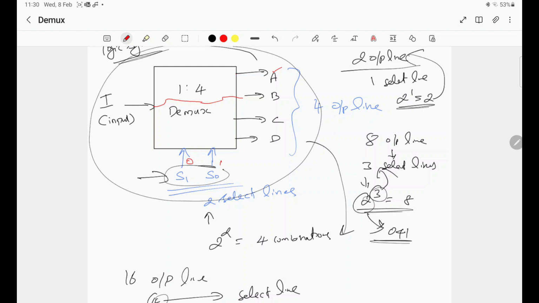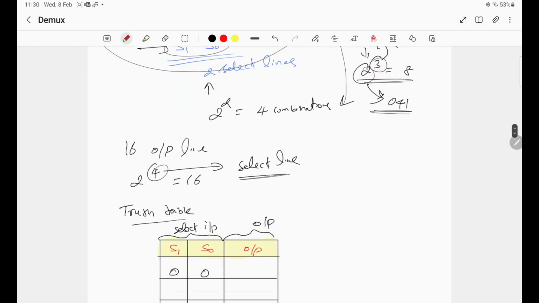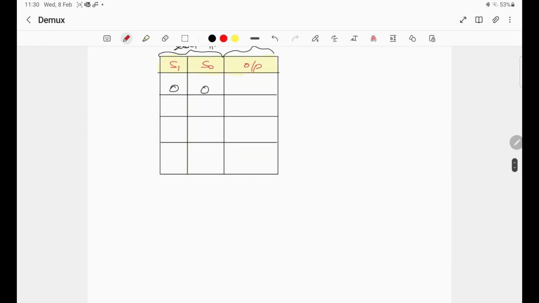In the next case, 1, 0, the input will appear in C. In the next case, the input will appear in D. So we will write the truth table accordingly. So 0, 0 means output A will be active. Input will come out through output line A. 0, 1 B, 1, 0 C, and 1, 1 D.